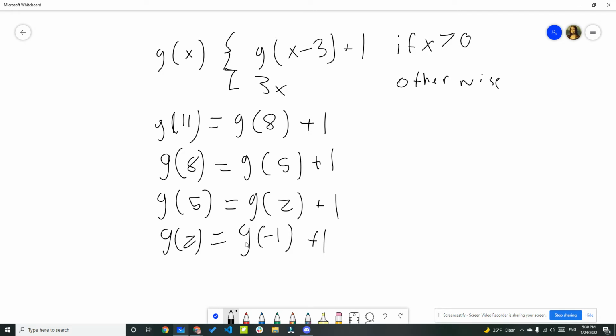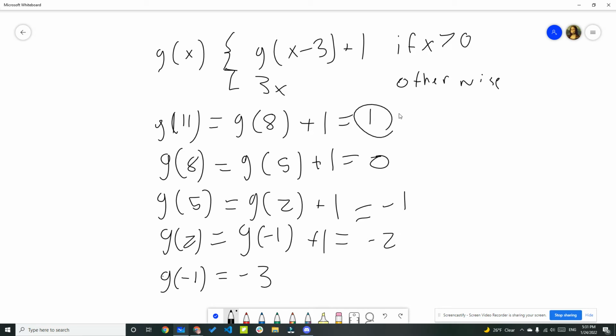Now g of -1 is less than 0, so g of -1 equals 3x, so that's -3. Then you just go backwards because you have to add the 1. Since g of -1 is equal to -3, you plug it in. That's -2, plug it in, -1, plug it in, 0, and then 1. So the answer will be 1.